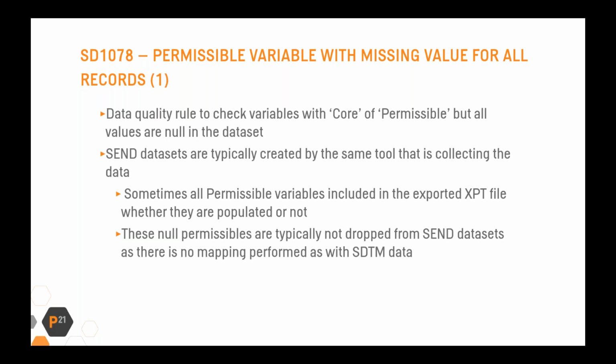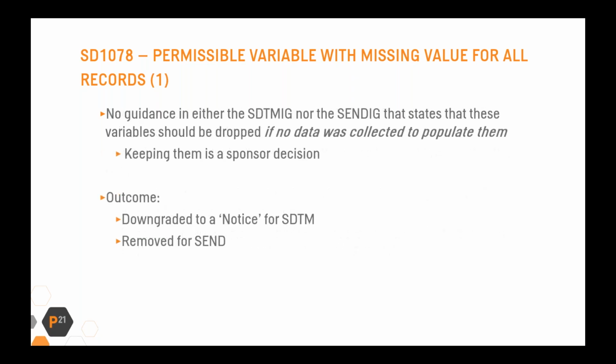So this fires a lot for SEND because typically the tool that's being used to collect all the data for that particular study is the same tool that's producing the SEND data sets. And so there's really no concept of mapping. A lot of times those permissible variables are still included and not dropped from the data set. So this rule will fire a lot in SEND.